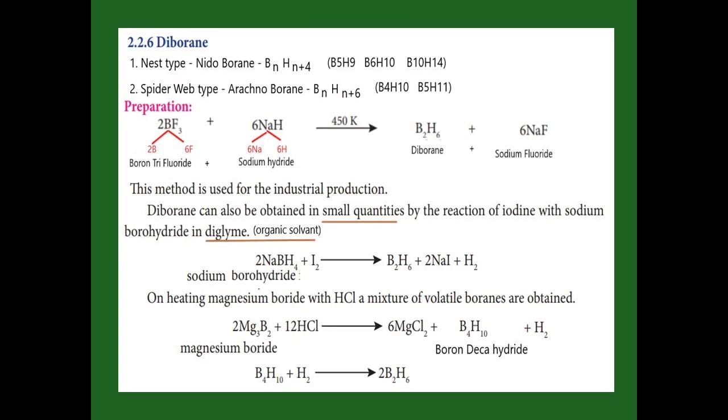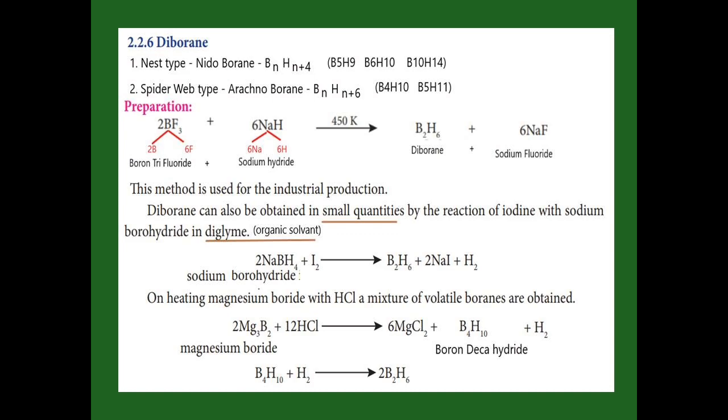Our next topic is diborane. In the borane there are 2 types. One is nest type, another one is spider web type. The nest type is named nidoborane, with formula BnHn+4. If you put the n value 5, 6, 10, we get three varieties of borane: B5H9, B6H10, B10H14. The spider web type, another name is arachnoborane, with formula BnHn+6. If you put the n value 4 and 5, we get B4H10 and B5H11.